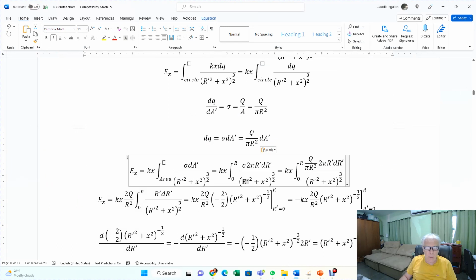So sigma 2 pi can be taken out of the integral. Sigma is that value that I told you before. The pi is going to cancel out this pi, right? And look what we get, 2q over r squared times kx. And now you have to worry about this integral here. The limits are from 0 to the big R value.